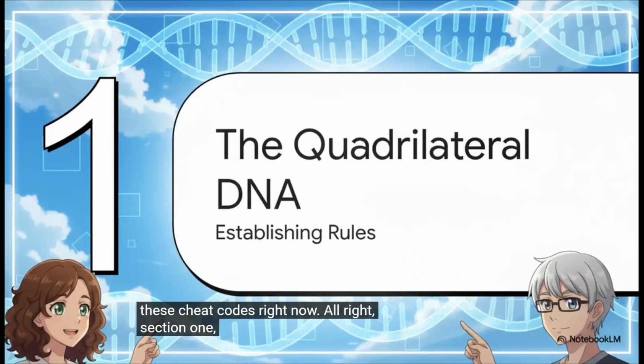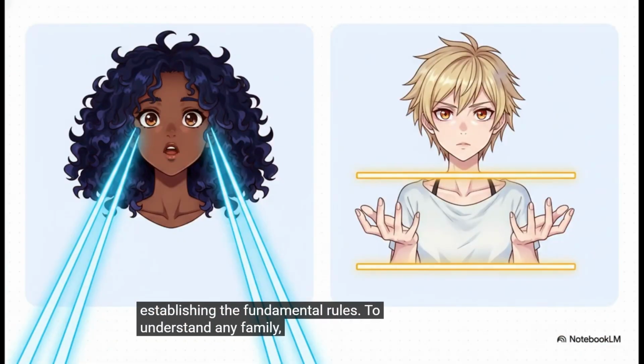All right, section 1, quadrilateral DNA, establishing the fundamental rules. To understand any shape, first gotta look at the ancestral DNA, right? For all quadrilaterals, this foundational genetics boils down to 2 absolutely non-negotiable facts. They're polygons with exactly 4 sides, and their interior angles will always, without fail, add up to exactly 360 degrees.